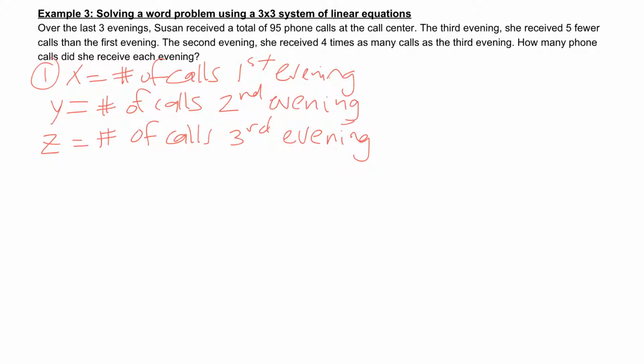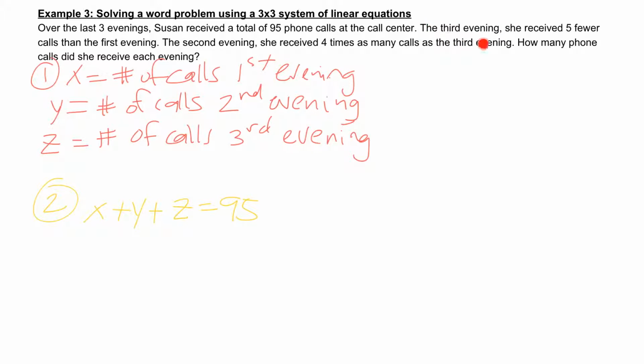Then our second thing that we have to do is come up with our equations. It says in this first part that Susan received a total of 95 phone calls at the call center. So over all 3 evenings, she had a total of 95 phone calls. So we can say x plus y plus z is equal to 95. Adding up all the calls for each evening should be 95.